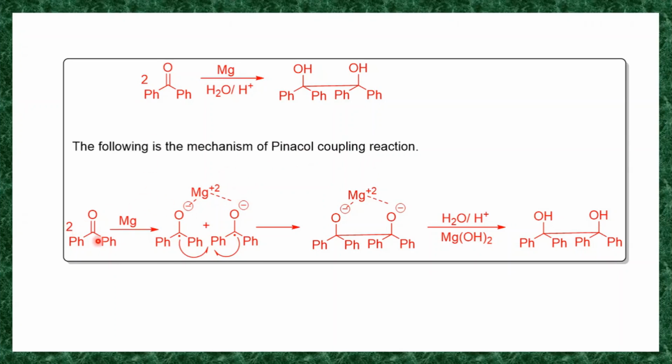So this benzophenone reacts with magnesium metal. This magnesium metal undergoes oxidation, it loses its electron, and it reduces this benzophenone, so this bond will break. This has a carbon-oxygen double bond, one pi bond and one sigma bond, so the pi bond will break and the bond pair shifts onto oxygen, and you will get a radical anion.